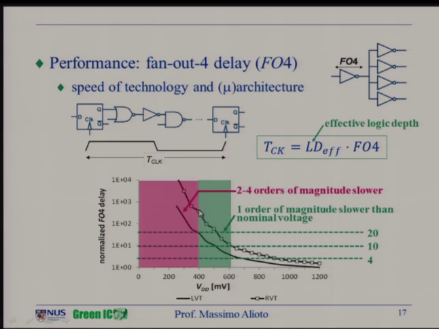Okay, let's have a look at this plot in 28 nanometers. So this is the normalized FO4 delay. As we can see here, in near threshold, FO4 is basically 10x worse than at nominal voltage. So this means that we are losing an order of magnitude in terms of performance when operating at near threshold. And if we operate in subthreshold, we lose more, 2, 3, 4 orders of magnitude. Very, very slow.